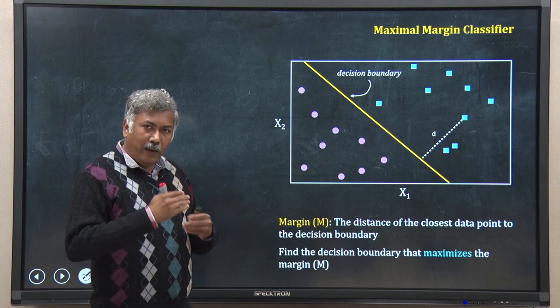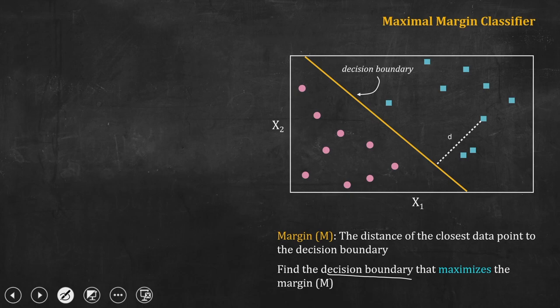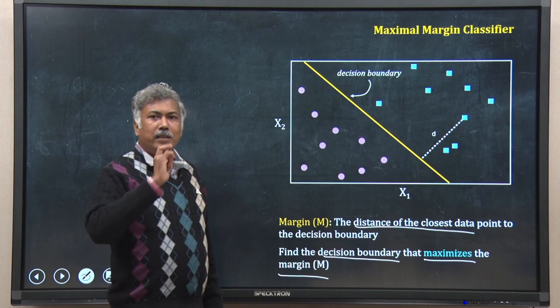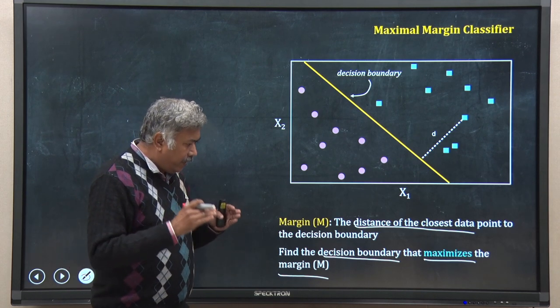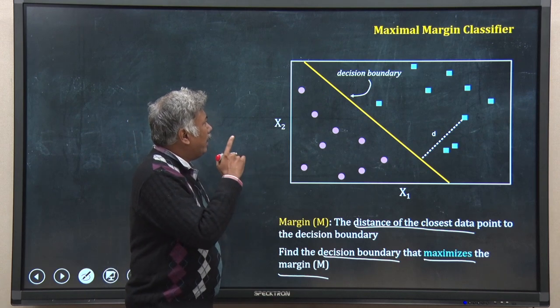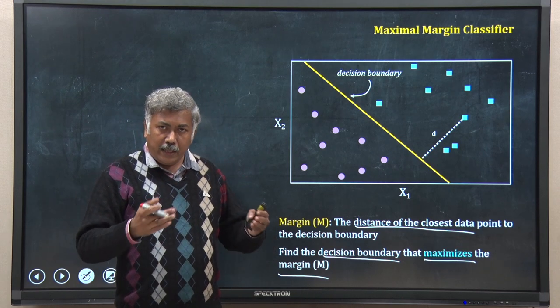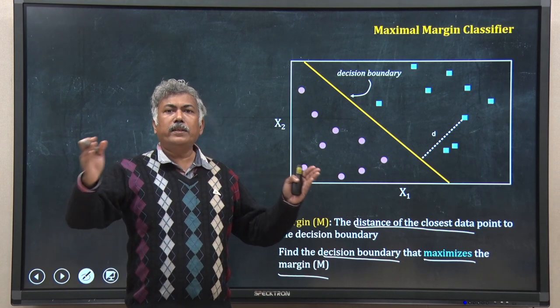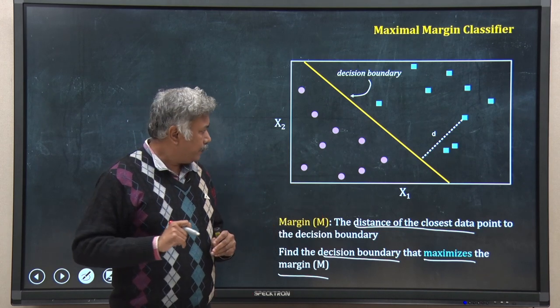So, what will I do? I will use an algorithm to find the decision boundary that maximizes the margin M. What is margin? I will repeat again. Margin is the distance of the closest data point from the decision boundary and I want to maximize that margin. And this algorithm will be called the maximal margin classifier. This way I will decide the line that will separate this space in two parts, one for the positive class, one for the negative class.